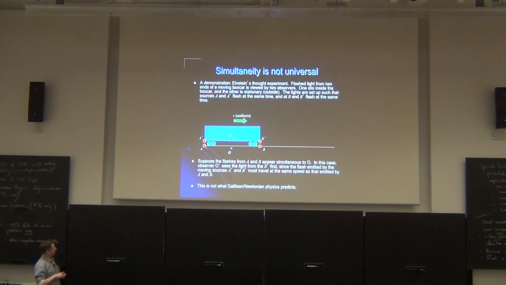these A's and B's are sources of light. Maybe they're flashes of light, things that will emit flashes of light. There's one at the left side of the train car, and there's one at the right side of the train car. And then also, imagine this is maybe inside the moving train car, a light source A prime and a light source B prime.